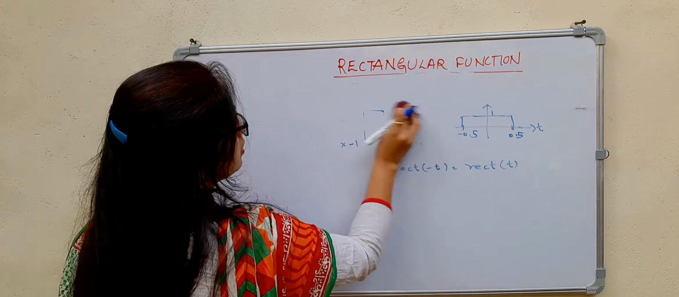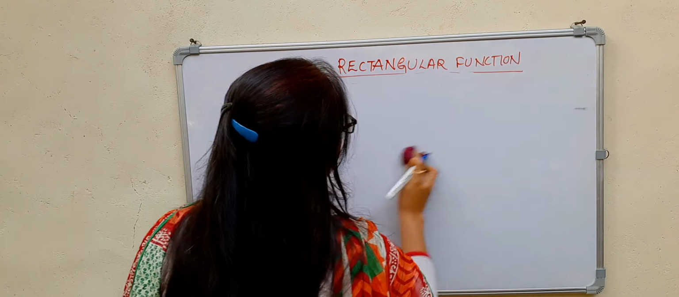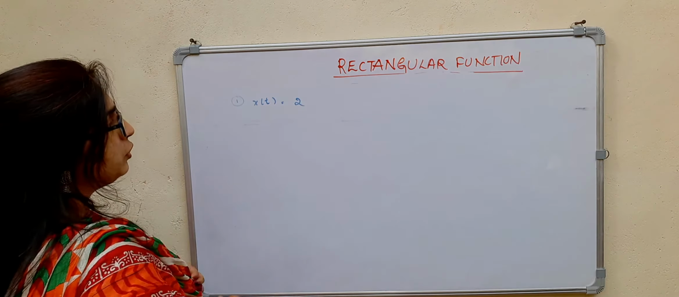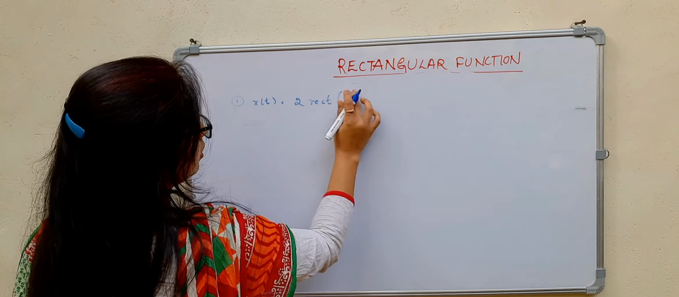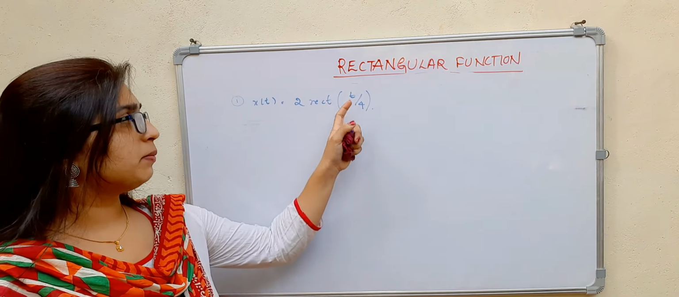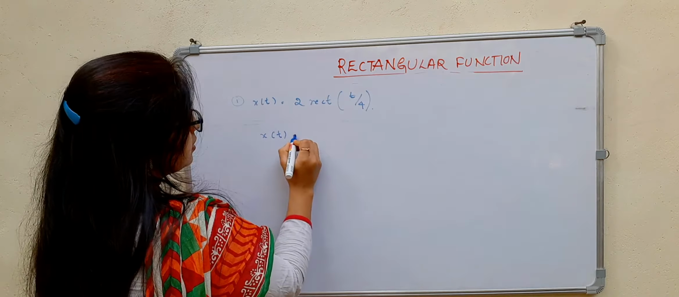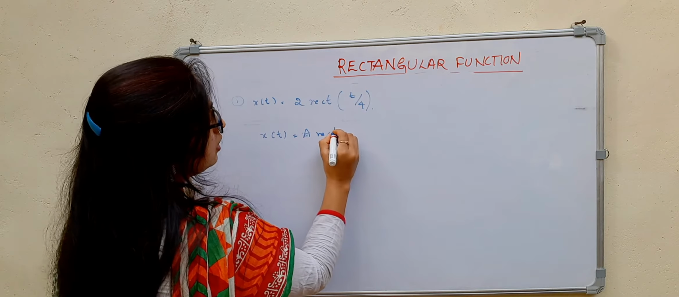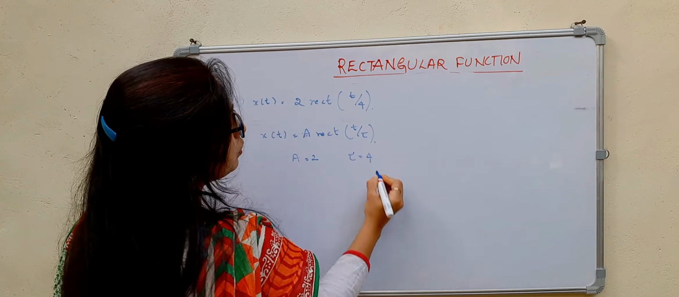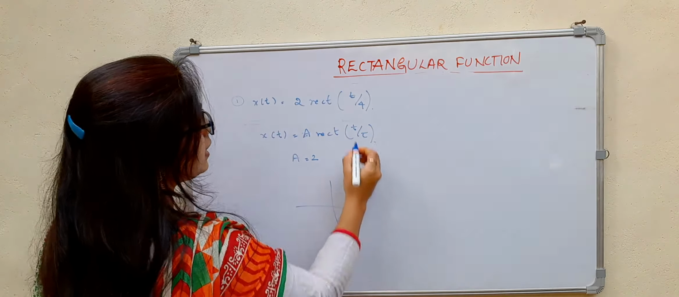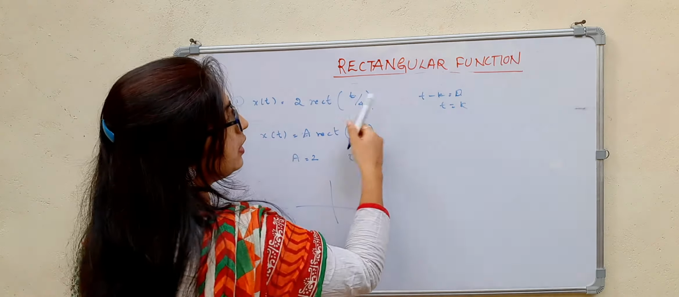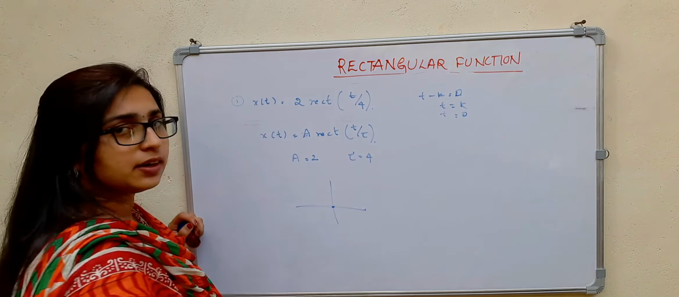So now let us take some problems. So x of t is equal to 2 rectangular t by 4. How to plot this? See, consider the standard formula, that is a rectangular t by tau. So in this case, a is equal to 2, tau is equal to 4. And here we can say t minus k is equal to 0. t is equal to k will be your center. Here it is equal to 0. So it is centered at origin.